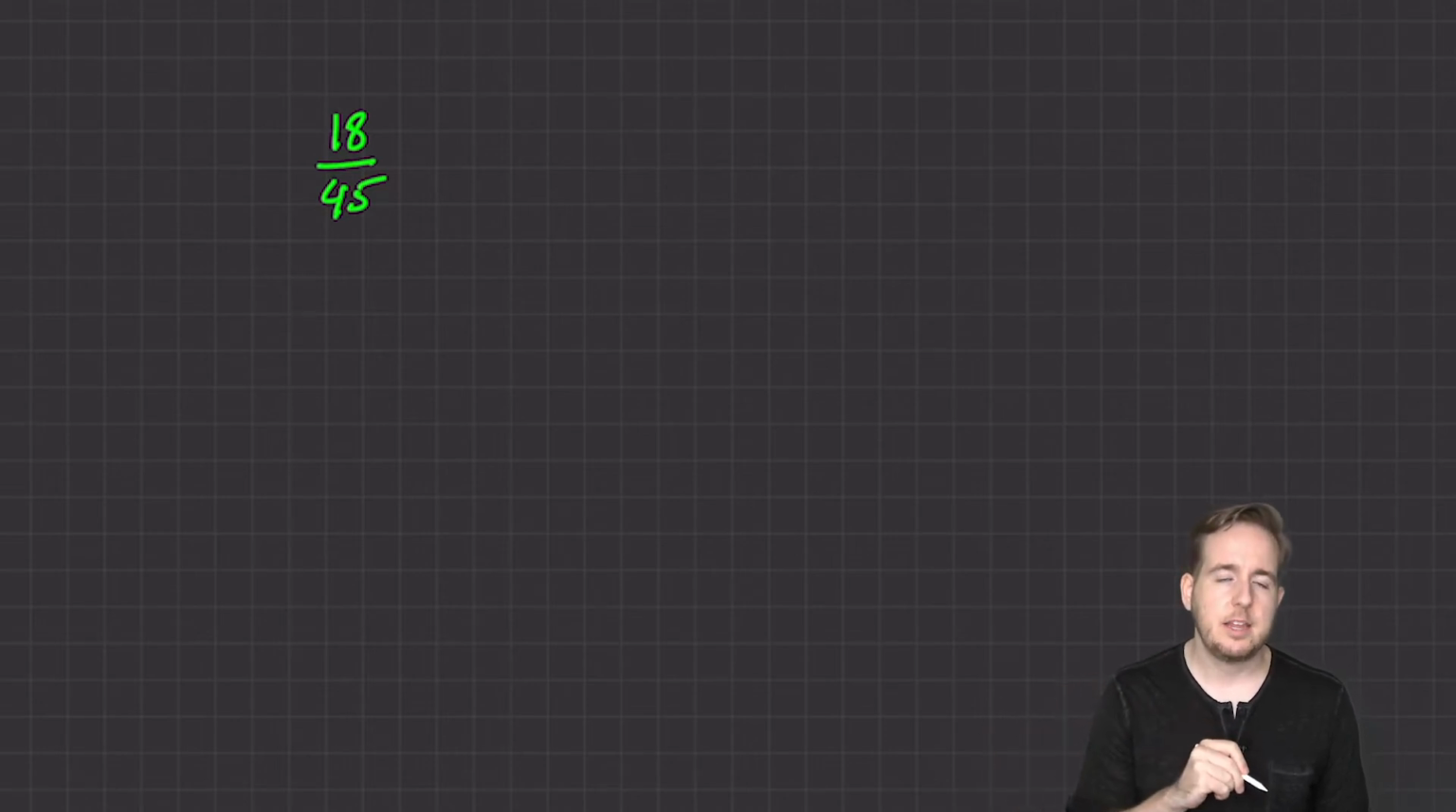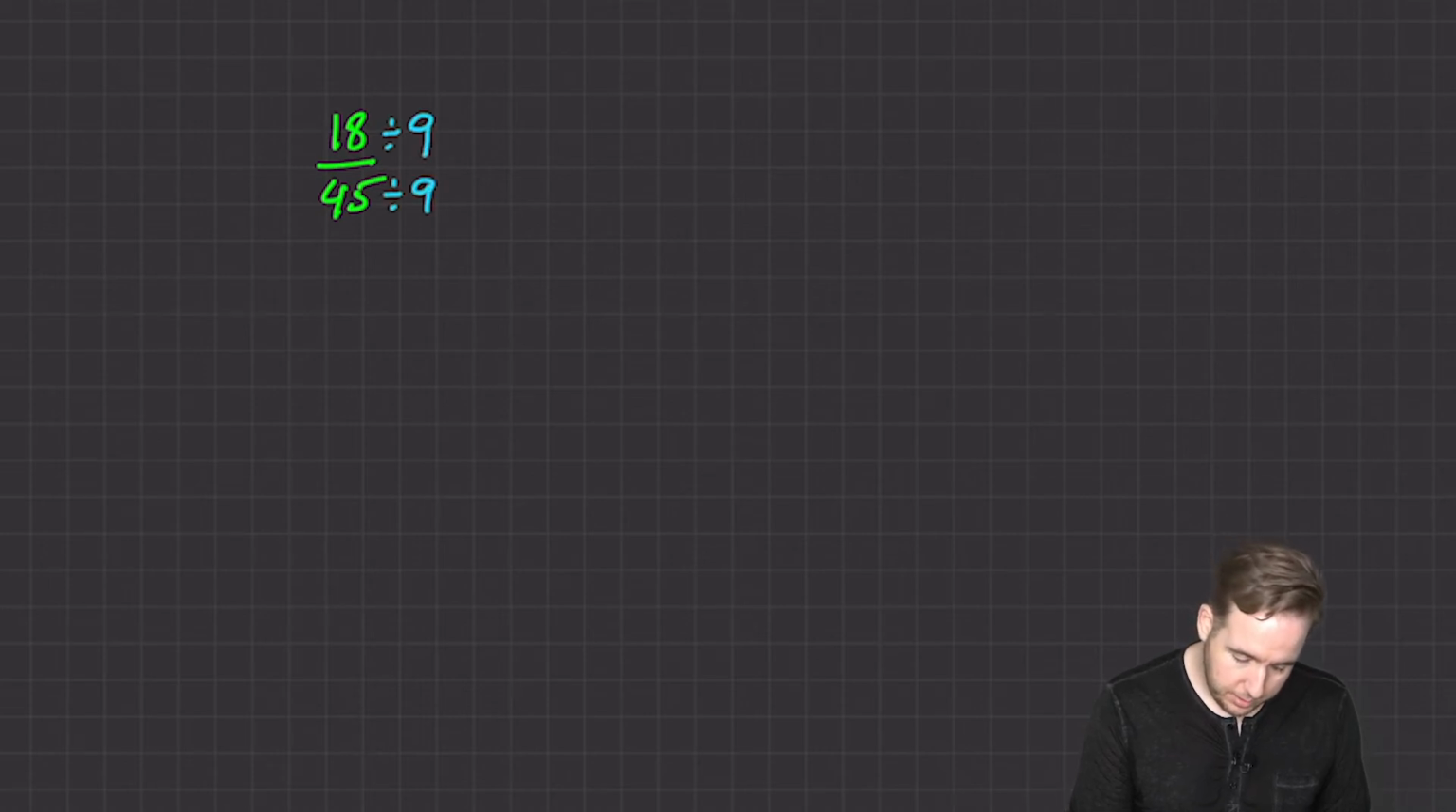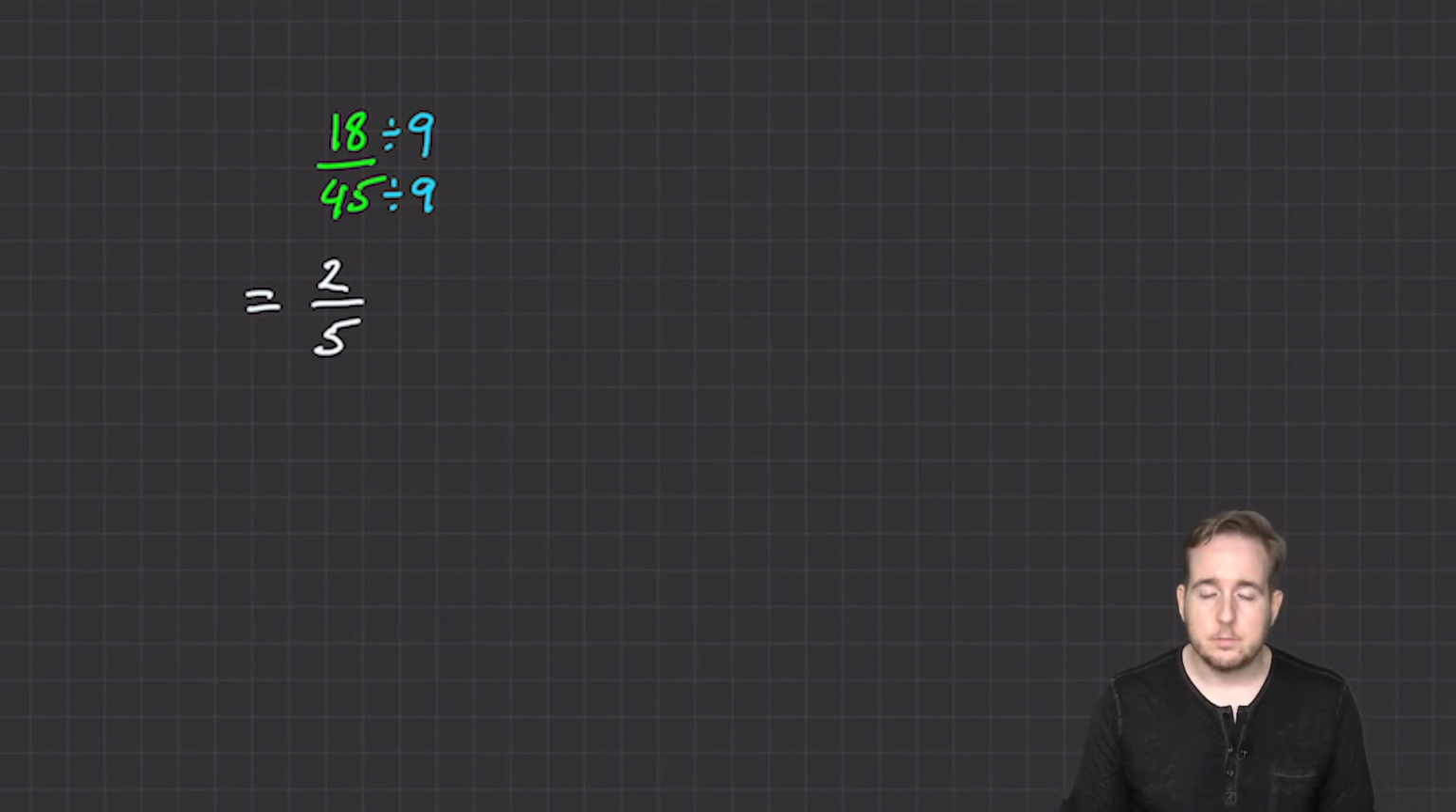That's why I want my times tables memorized, not so that I could do 9 times 6 or 9 times 4, but so that I can look at numbers and go, that looks like a number that's divisible by 9, and so does that. I bet, and you can use a calculator to check, if I divide them both by 9, I will get something. So I could divide by 9, divide by 9, and then 18 divided by 9 is 2, and 45 divided by 9 is 5. And that makes it much simpler.